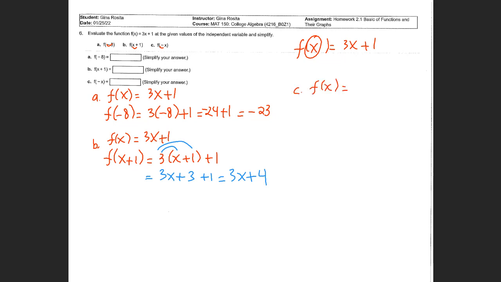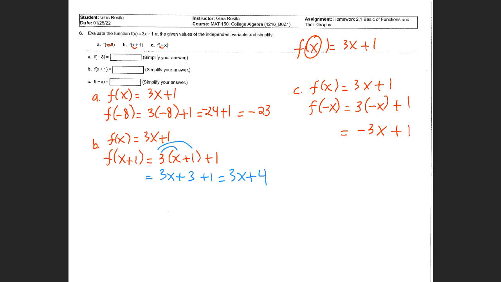F of x equal 3x plus 1. Okay, question is f of negative x. Replace x with negative x. 3 times negative x plus 1. So 3 times negative x, the answer is negative 3x plus 1. Okay, this is for number 6.